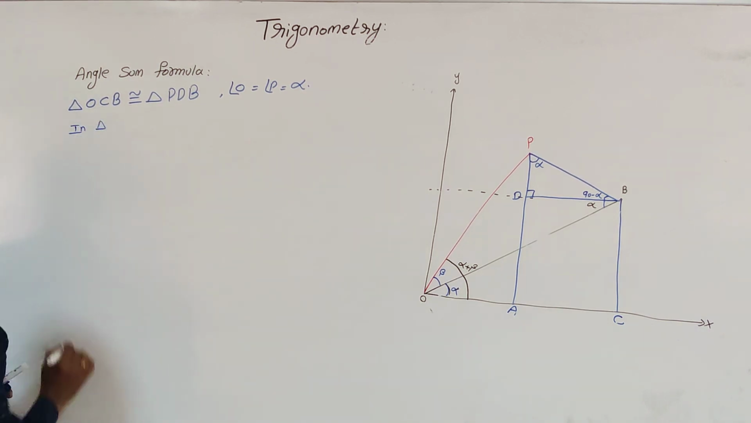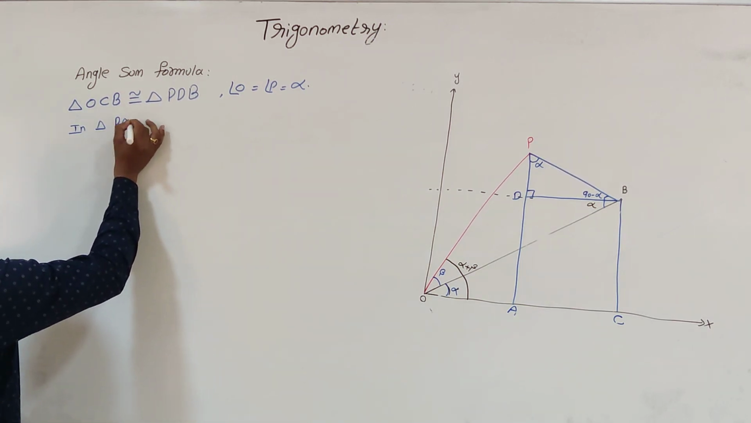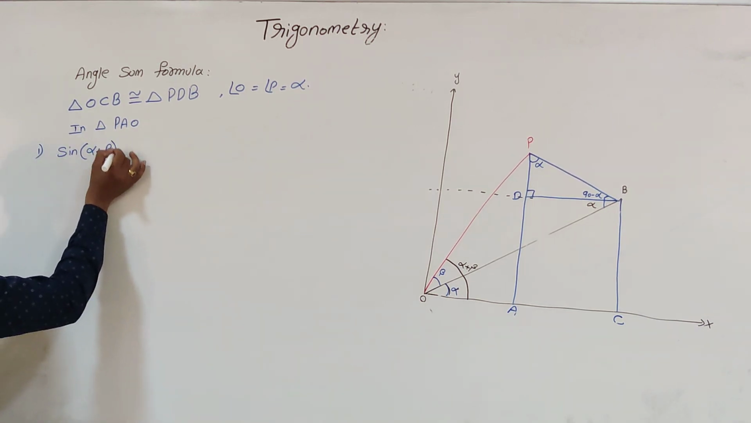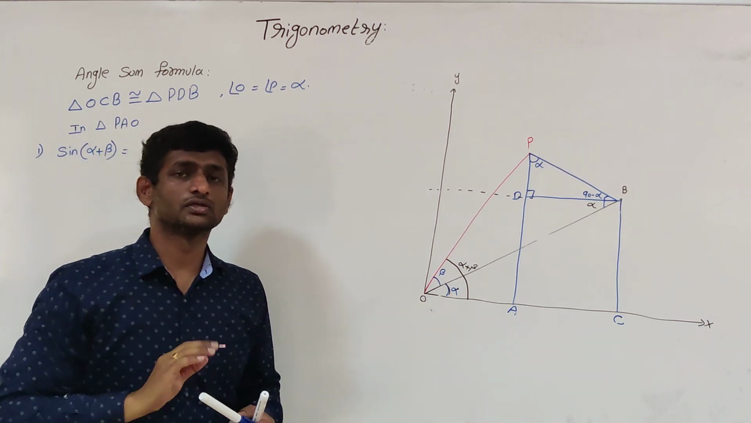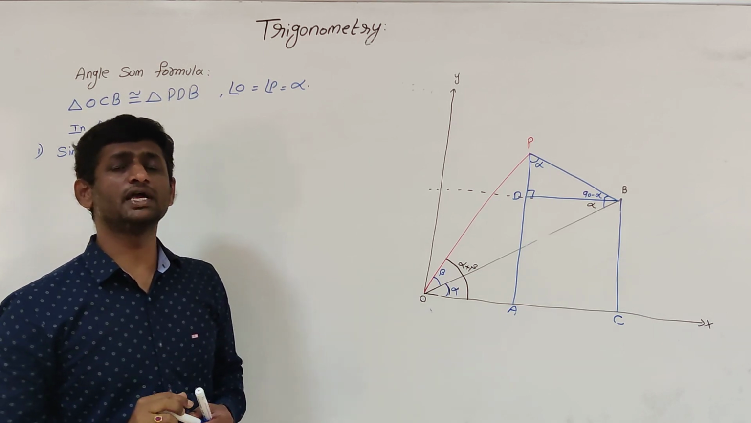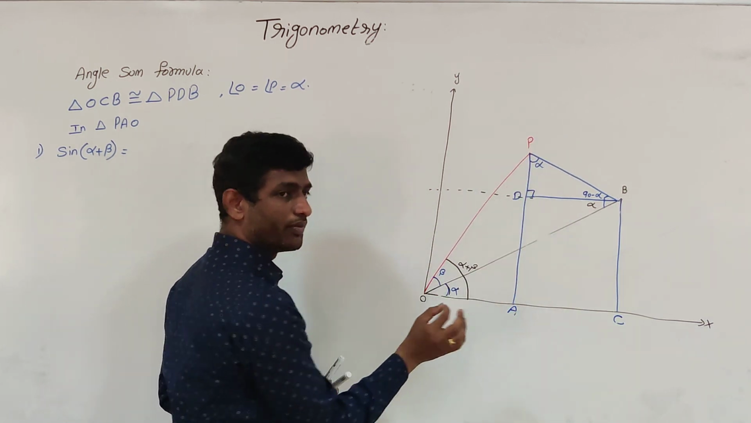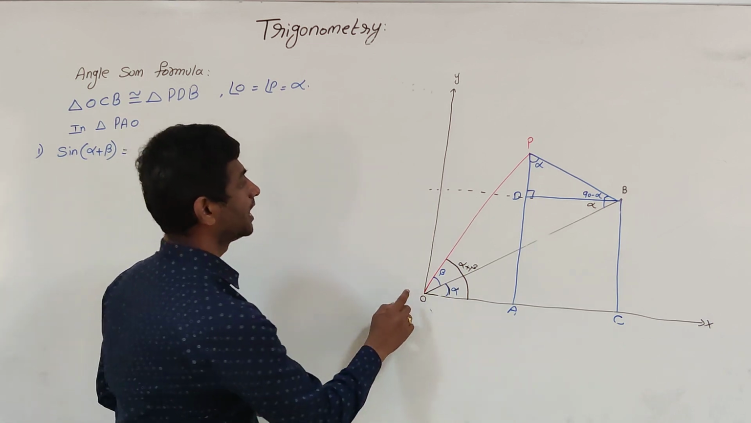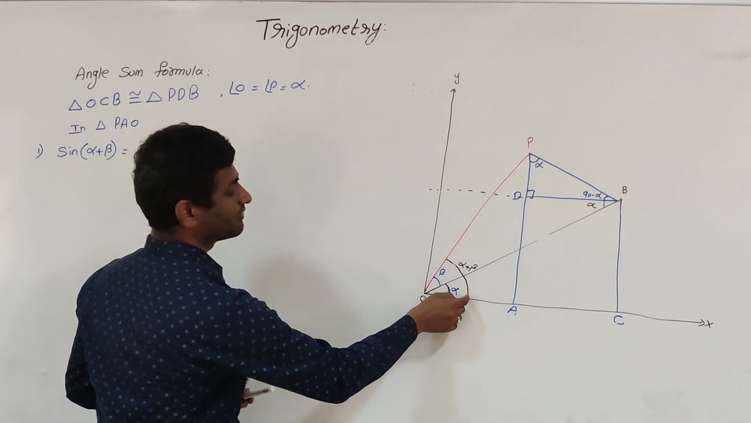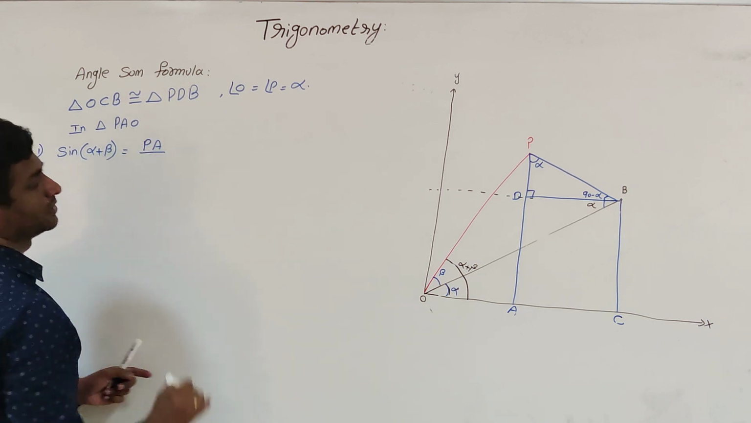In triangle PAO, first one will go for sine of alpha plus beta. What is sine of alpha plus beta as per the definition? It is the opposite side of alpha plus beta by hypotenuse. Means in PAO for alpha plus beta, PA is the opposite side, OA is the adjacent side, and OP is the hypotenuse. Now, what is sine of alpha plus beta? Sine of alpha plus beta is PA by OP.